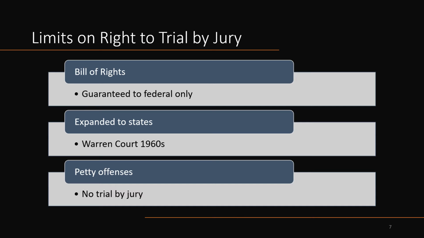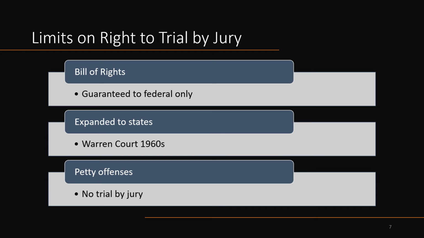What are the limits on the right to trial by jury? Well, originally, the Bill of Rights only guaranteed that right to persons charged with a federal crime. Now, we know, based on selective incorporation, that the Bill of Rights was eventually passed on to the states, and that it now applies to the states. And it was expanded by the Warren Court in the 1960s. So since the 1960s, any person accused of a crime is entitled to a jury trial.